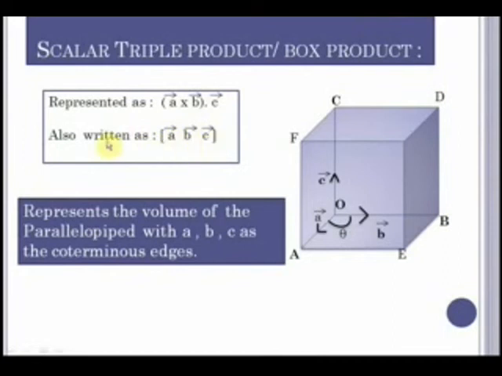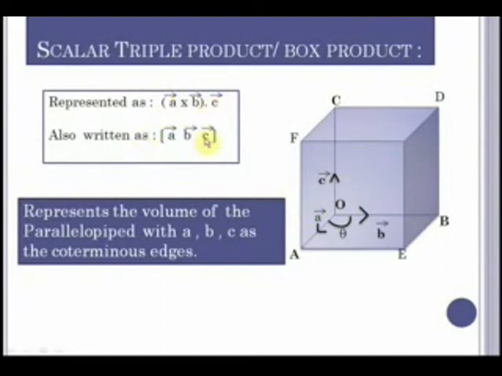Here we see that it is enclosed in the bracket, and so this is called the box product. Now if we consider this parallelepiped, then let us say that this is the point O, this is A, this is B, this is C, and so OA is represented by the vector A, OB is represented by the vector B, and OC is represented by the vector C. Then the volume of this parallelepiped is given by this box product.